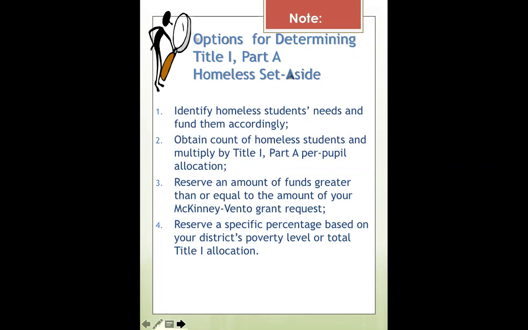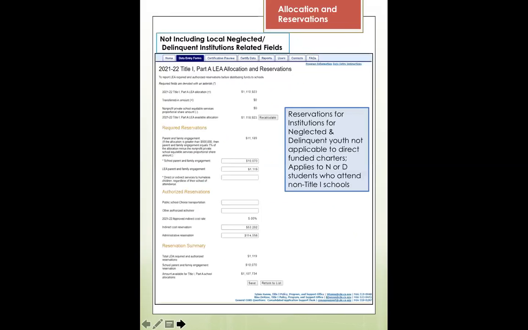You just need to have some kind of basis for determining how you're going to reserve funds for private school. Even if you don't currently have any homeless private school students, keep in mind the nature of homelessness is they may be there tomorrow. So you have to reserve funds for them. All right, next page is just a picture of that same page we just looked at, but for LEAs that don't have to reserve funds for neglected and delinquent, and I think that's a lot of you.